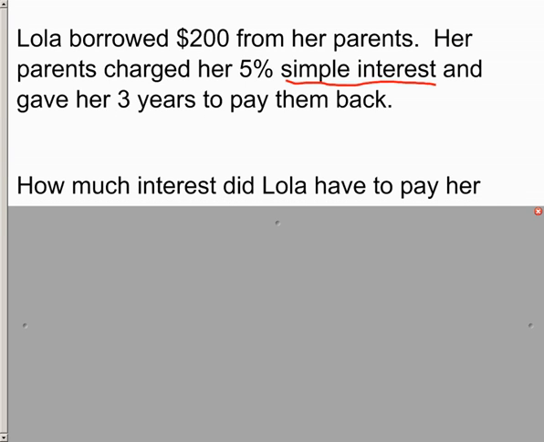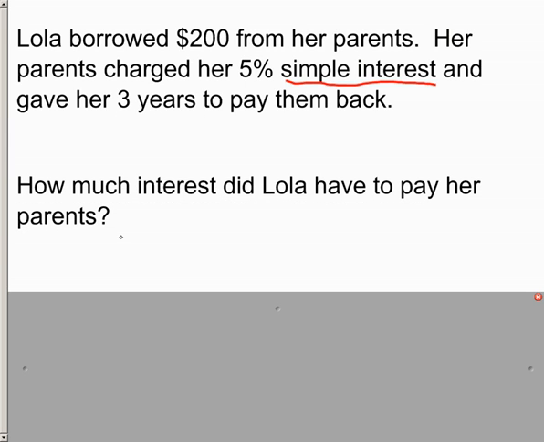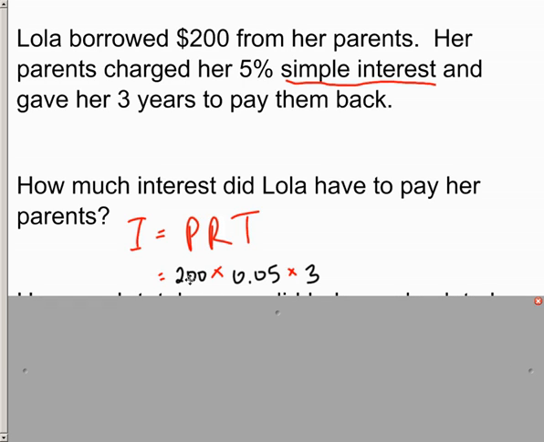Now, if the question says how much interest did Lola have to pay her parents, we go straight to our formula, I equals PRT. So the principal was 200. The rate is 5%, so we make that into a decimal. And the time was 3 years. So that was nice, the fact it was already in years. And we just feed that to our calculator. 200 times 0.05 times 3, if you put it on your calculators right now, you'll see that it would be $30. So how much interest did she have to pay back?